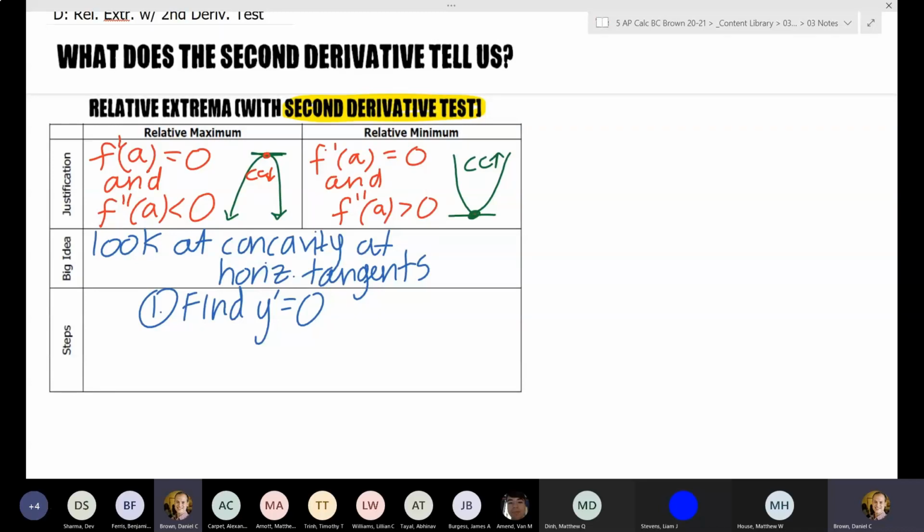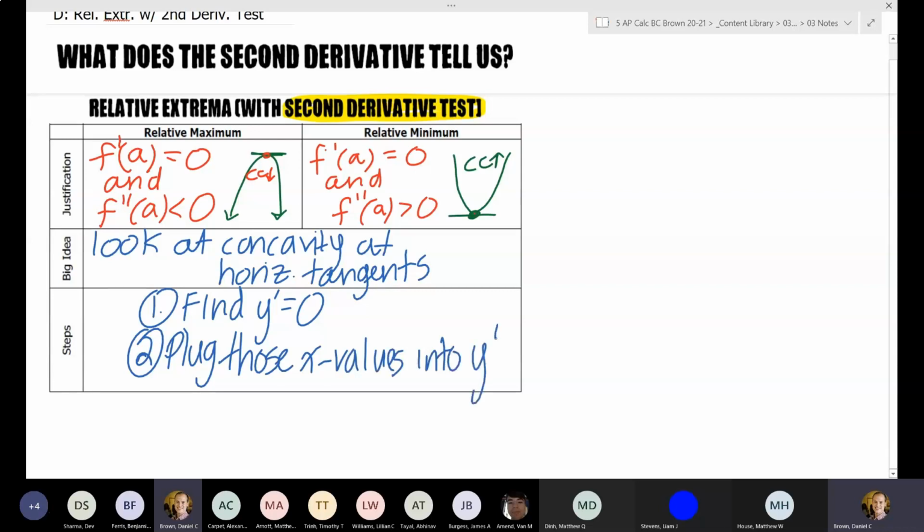And then after you find where you have horizontal tangents, you're going to plug those x values into the second derivative. And one thing that will help you in the long run, you don't necessarily have to find what the actual value of the second derivative is. You just need to know, is it positive or is the second derivative negative?